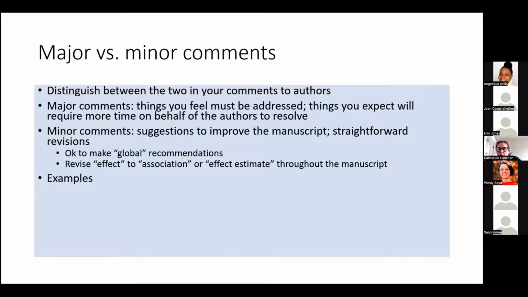So if you see a paper that's reporting the results of an observational study and they're using a lot of causal language, such as effect, you can just make a global comment telling them to revise the causal language instead of enumerating every instance. So does anyone have any examples of major comments to the authors that they would like to share?